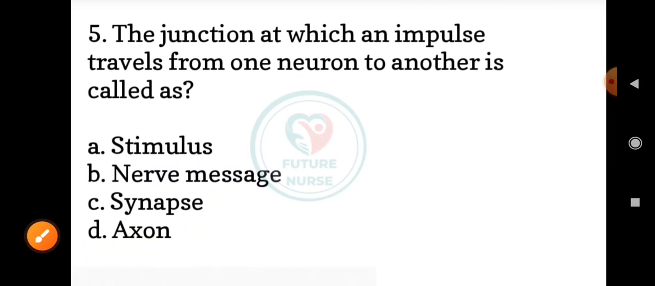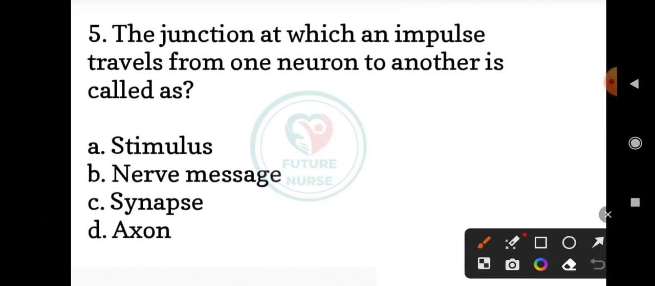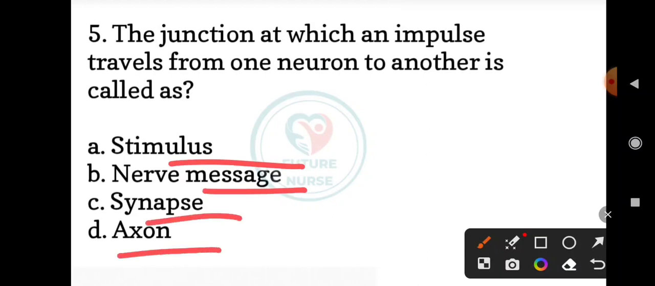Question number 5. The junction at which an impulse travels from one neuron to another is called as. Options are stimulus, nerve message, synapse and axon. So the junction is called as synapse. So option C is correct.